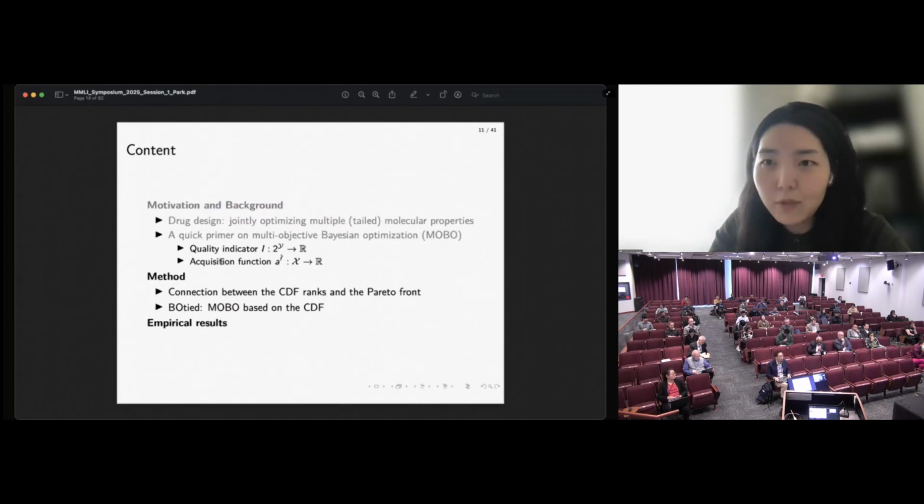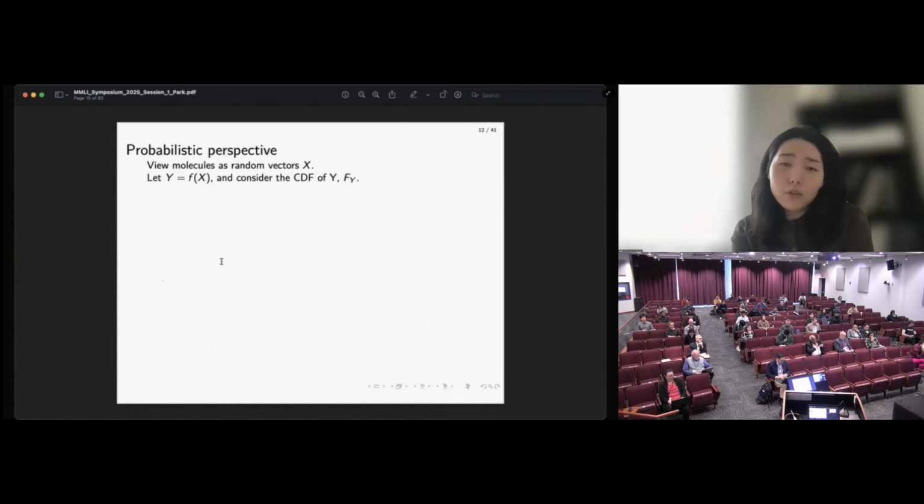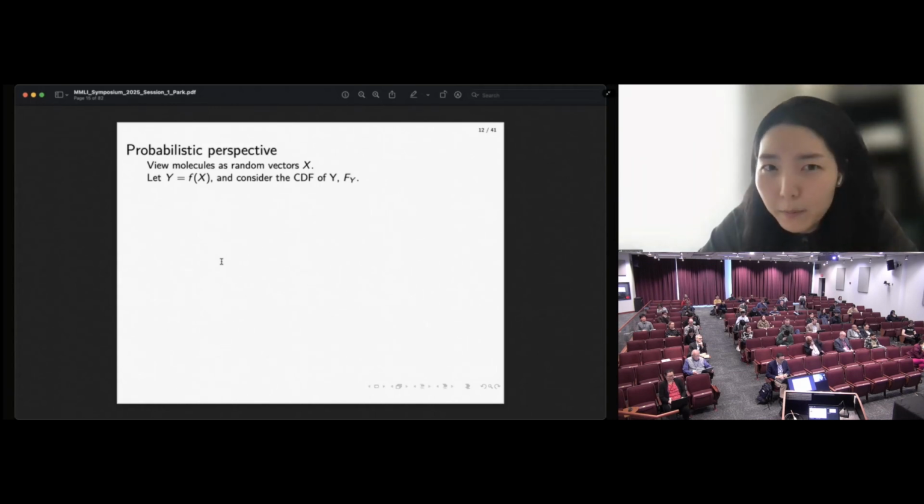At this point, hopefully we're on the same page with quality indicators and acquisition functions. We've talked about the HV quality indicator, which is a geometric quantity. We instead take a probabilistic perspective. Let's now view the molecules as random variables x and the property vectors y as random variables that are the result of pushing forward the molecule random variables x through our black box function f. And now let's think about the cumulative distribution function of y.